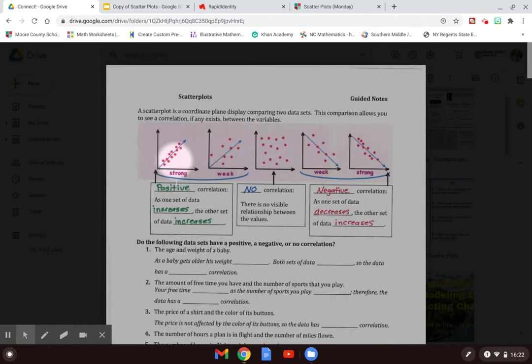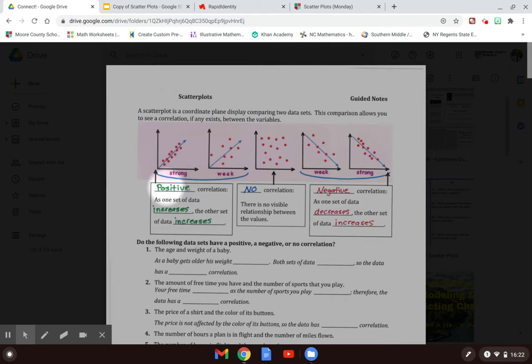So if we start here with our first example, and you look at your points on this particular coordinate plane, they are increasing from left to right. If we simply apply what we already know about a line, when a line is increasing from left to right, we know that it is positive. So these points are increasing from left to right, and they have a positive correlation.